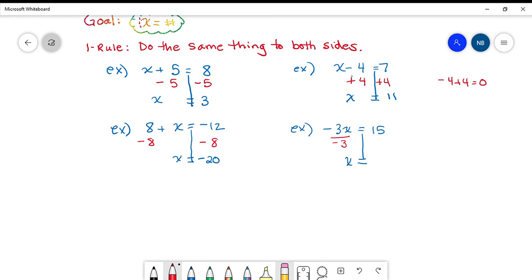Negative 3 divided by negative 3 is positive 1. And remember, in front of x, there's an understood positive 1. So we found the right thing to do. Now we just have to make sure we do the same thing to the right side. 15 divided by negative 3 is negative 5. Okay, next example.